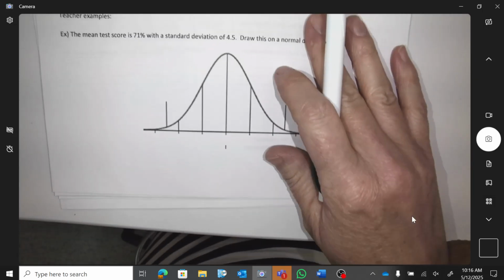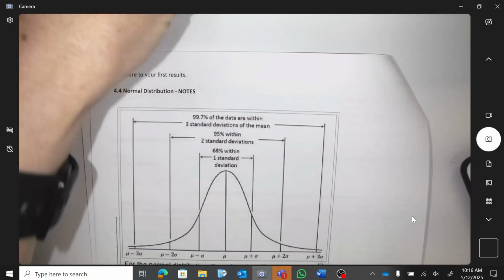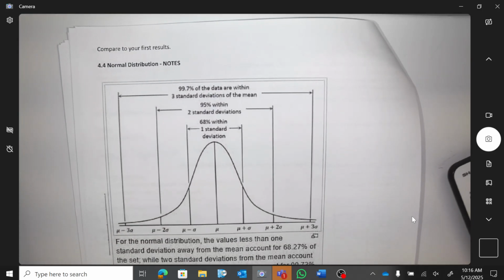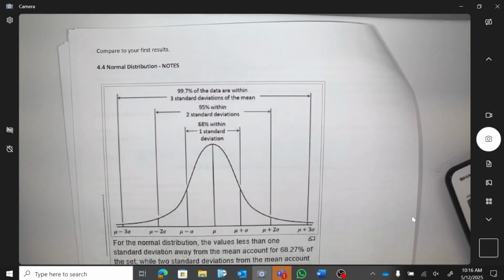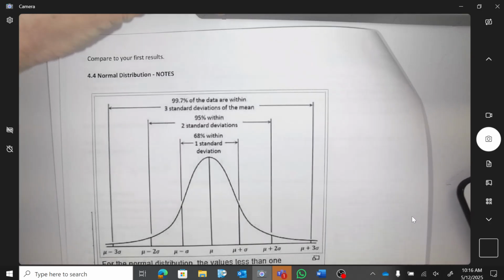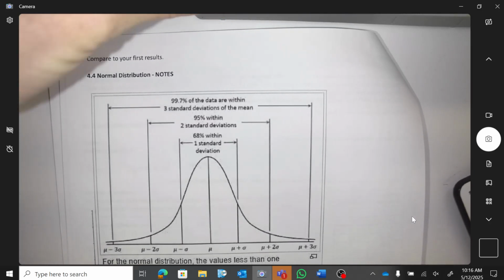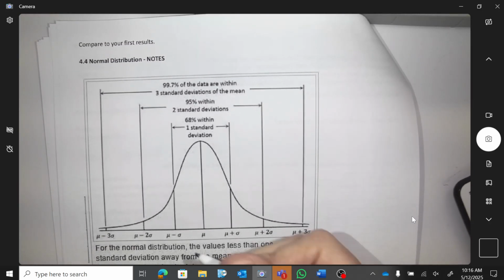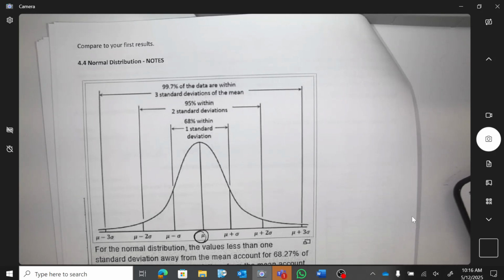Okay, so now we're going to take this standard deviation that we just talked about, and we're going to learn about the normal distribution curve. Okay, so this is how data should look. Why should it look like this? Right in the middle of your data is your mean, your average. Most of your data should be close to your mean.